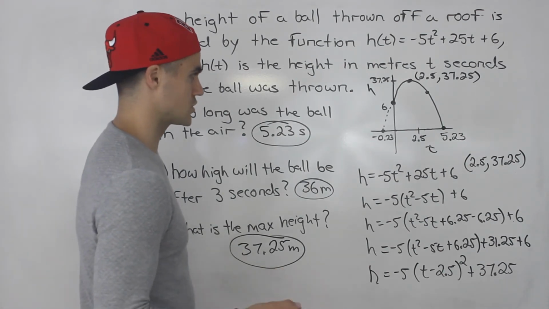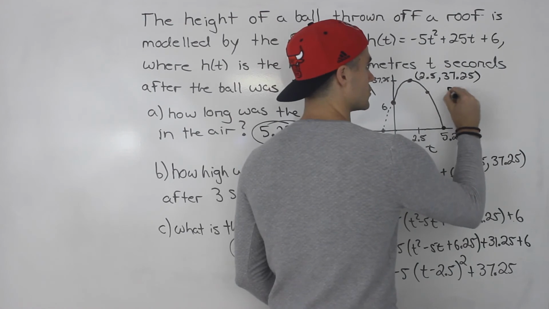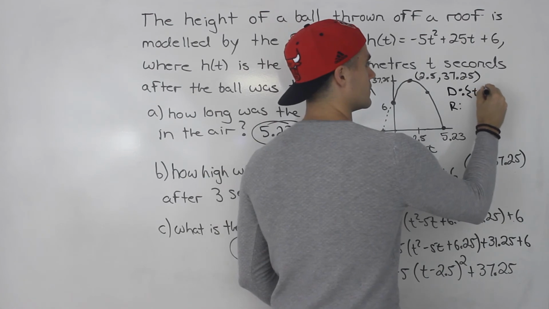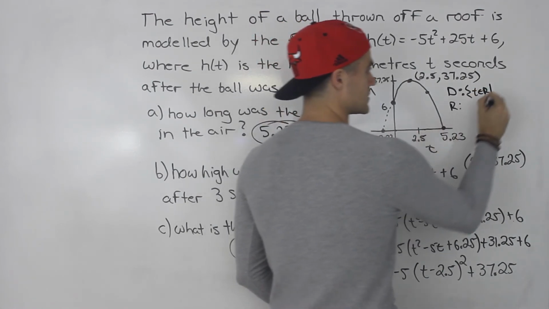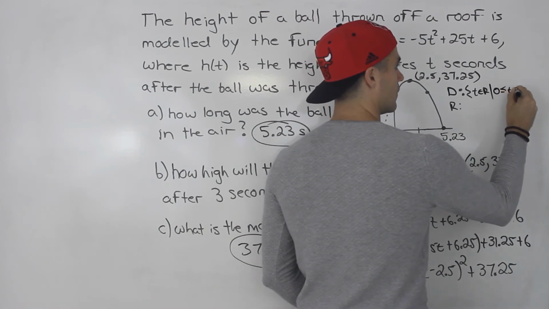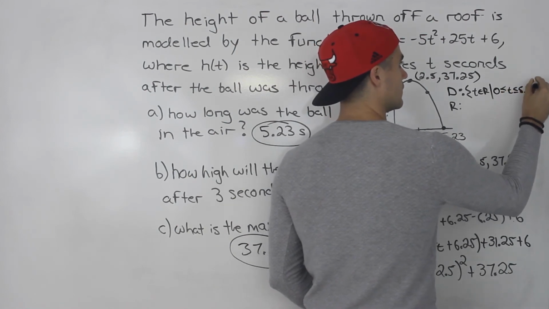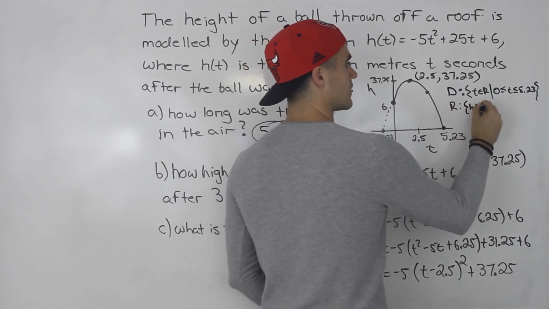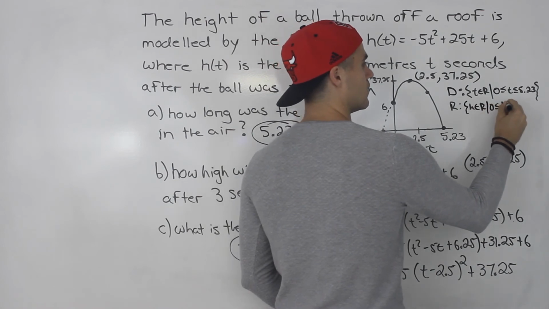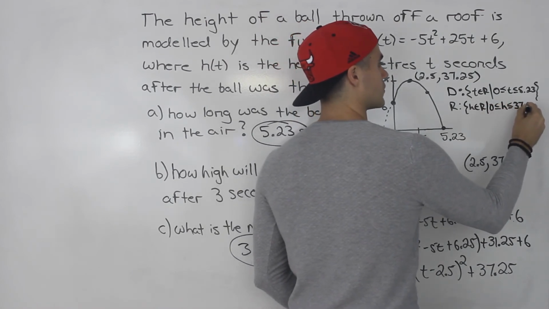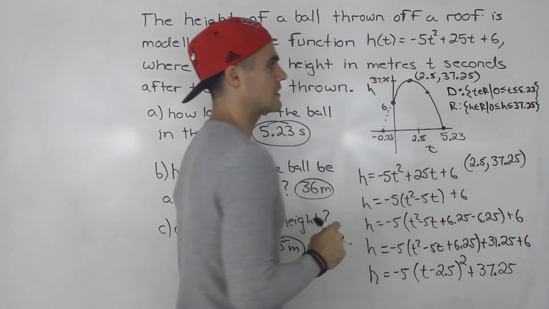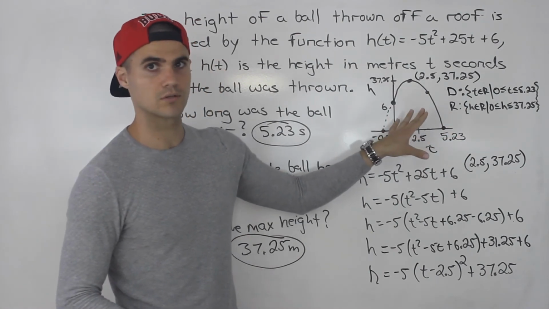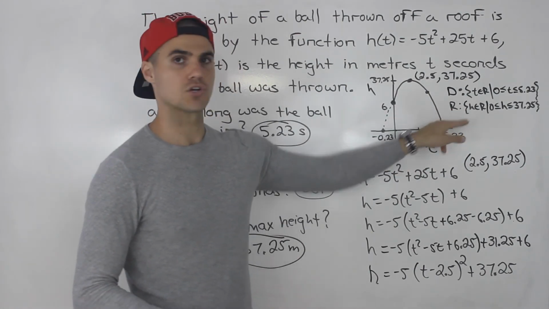Couple of things I want to mention. First off, what if they ask for the domain and range of this scenario? Well, the domain would be t can be anything as long as it's between 0 and 5.23. And then the range, the height, can be anything as long as it's between 0 and 37.25. Right? They didn't ask for the domain and range, but just in case they ever do, that's what it would be. Because this is a word problem, the domain and the range are restricted.